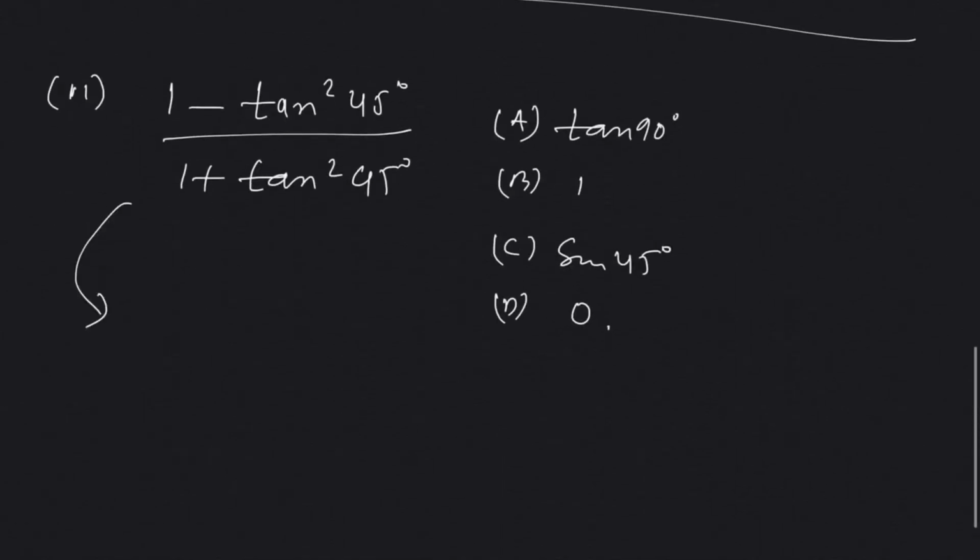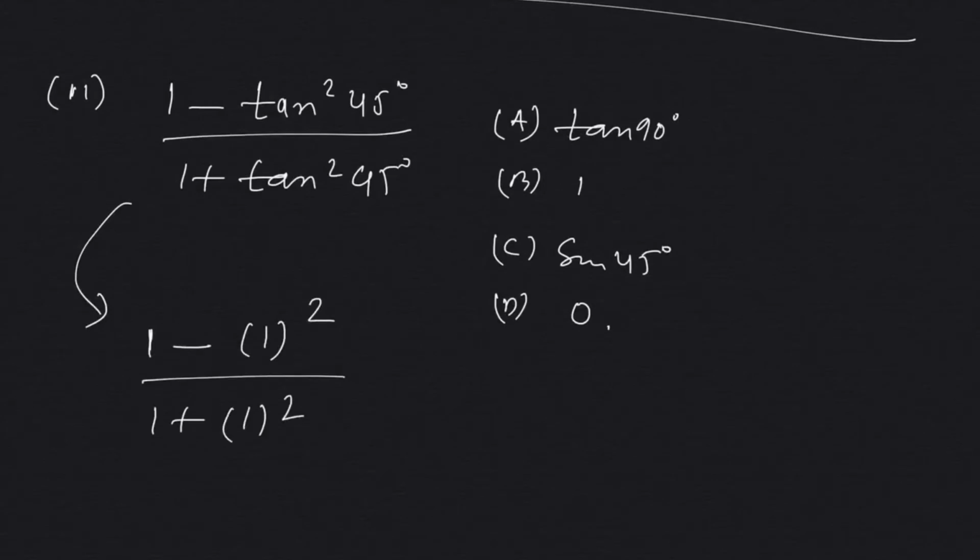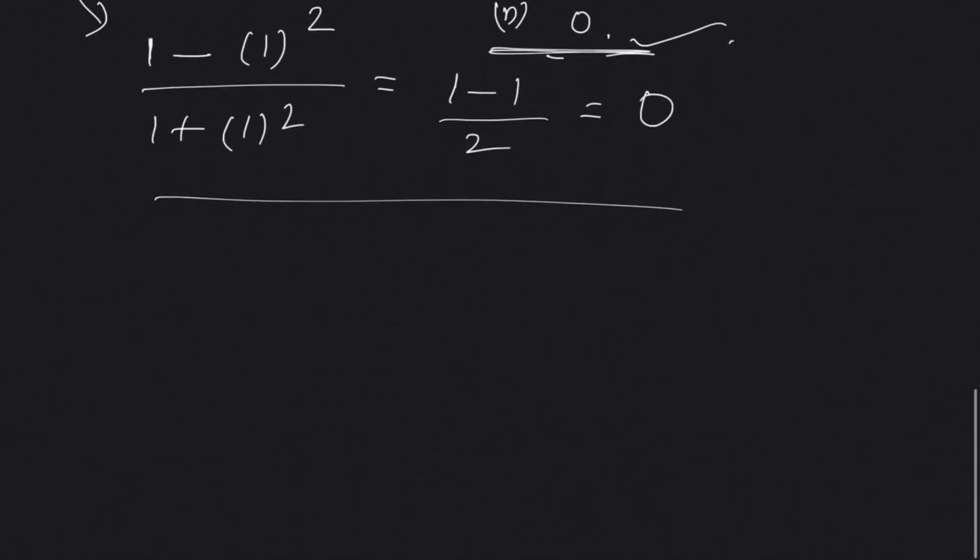So the answer for this will be 1 minus tan 45 degree squared. Remember, tan 45 degree is 1, so this is 1. So we're getting 1 minus 1 by 2. So this is 0. So we are getting the answer as 0. So the option should be D, right? The option for our answer should be D. Okay, so the answer is D. Oh yeah, these are so easy questions.